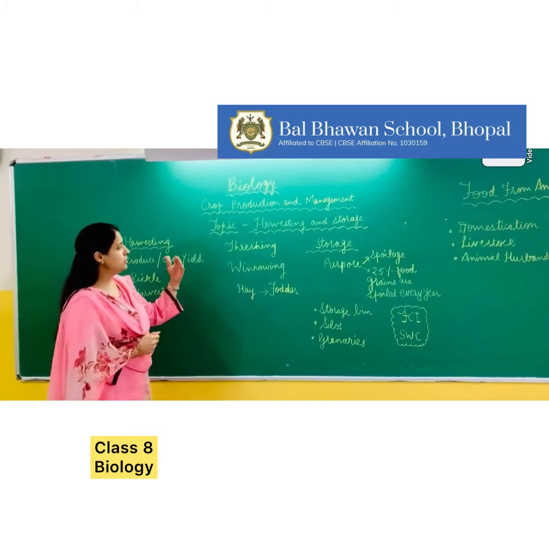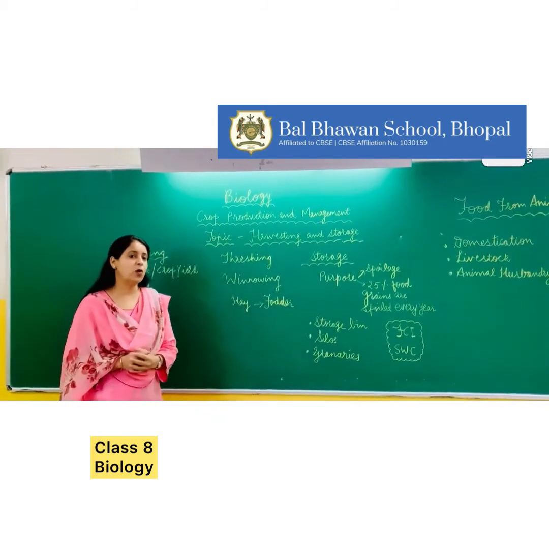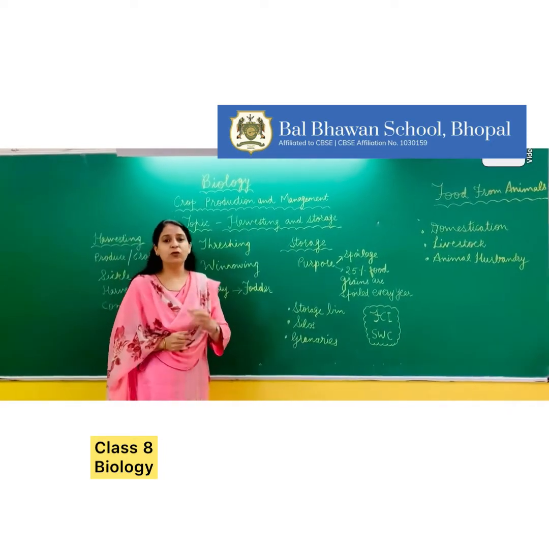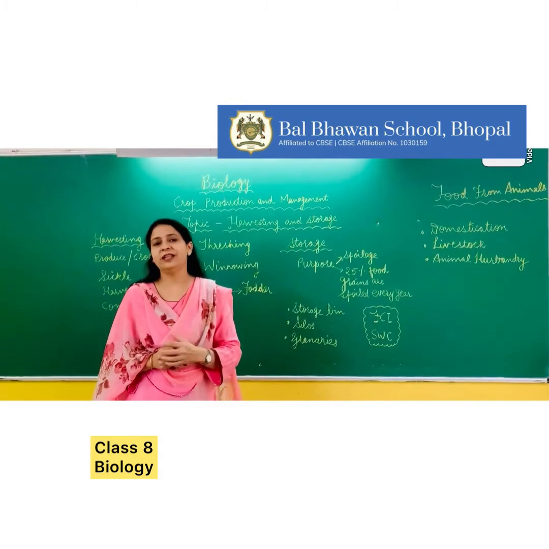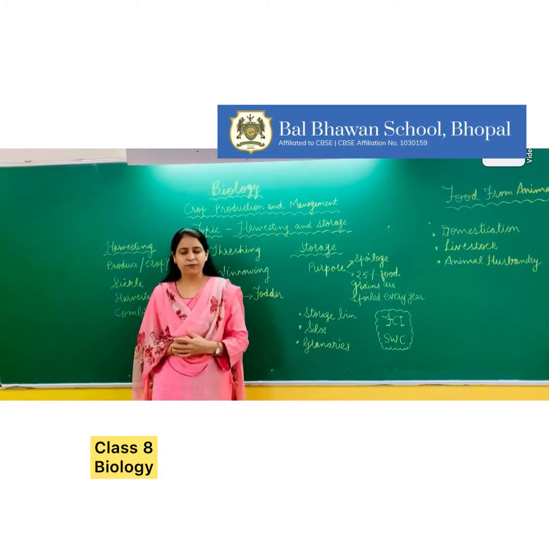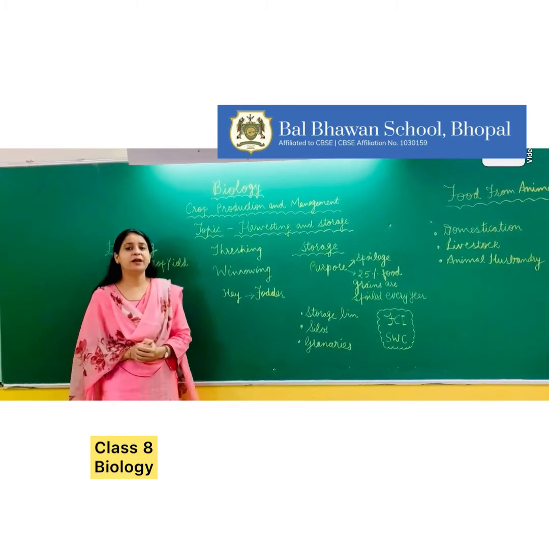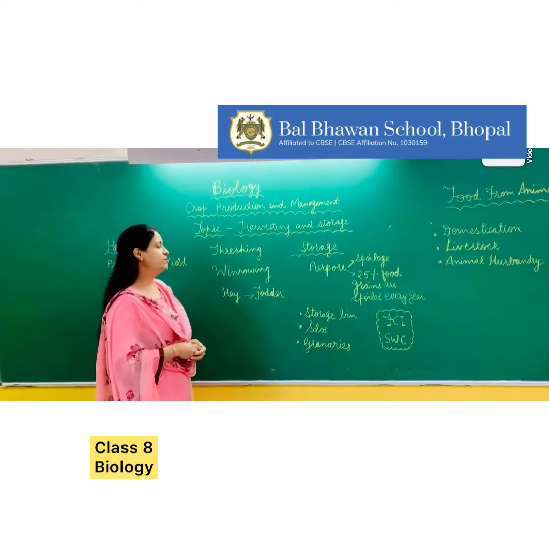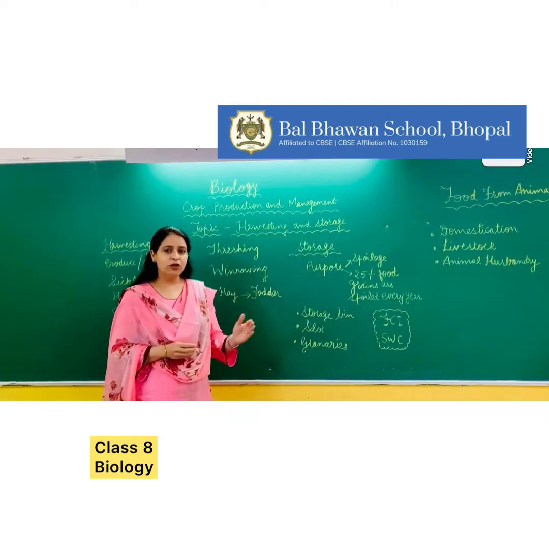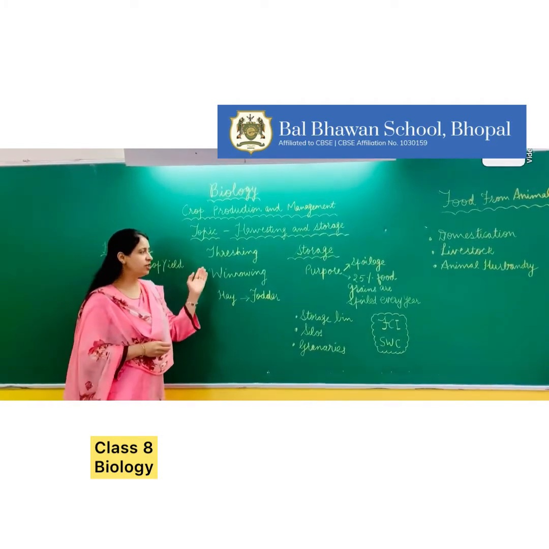Now come to the next topic, that is threshing. After harvesting the crops, what needs to be done? Threshing. Threshing is the removal of the hard outer covering, that is the chaff, from the seeds or the crop produce. This threshing can be done with the help of a thresher. A thresher is a machine which helps in the removal of chaff from the seeds. That is how threshing is done.